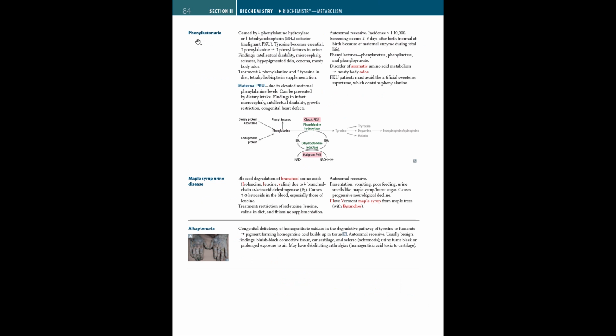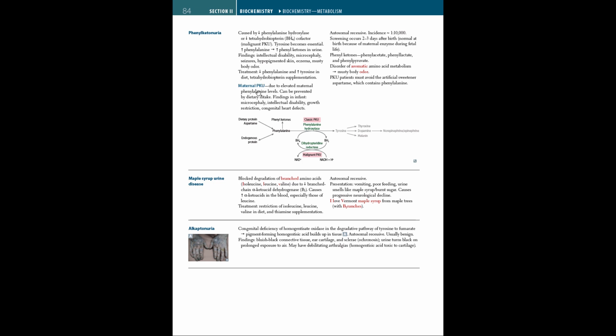Next we have phenylketonuria. This is caused by decreased phenylalanine hydroxylase or a decrease in the tetrahydrobiopterin (BH4) cofactor, which is called malignant PKU. Now, tyrosine becomes essential, increasing phenylalanine and increasing phenylketones in urine. The findings of this disorder are intellectual disability, microcephaly, seizures, hypopigmented skin, eczema, and musty body odor. The treatment is to decrease phenylalanine and increase tyrosine in the diet, so tetrahydrobiopterin supplementation.